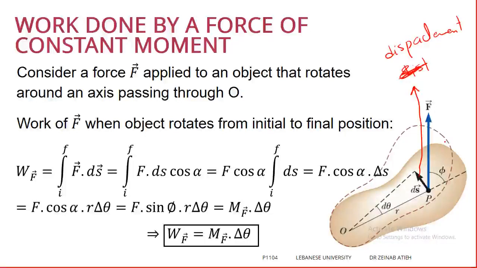So you can see that the angle between ds and F is not 0, because simply F is directed such that it's not in the same direction of motion. So it's okay. So where's alpha? So this is alpha.